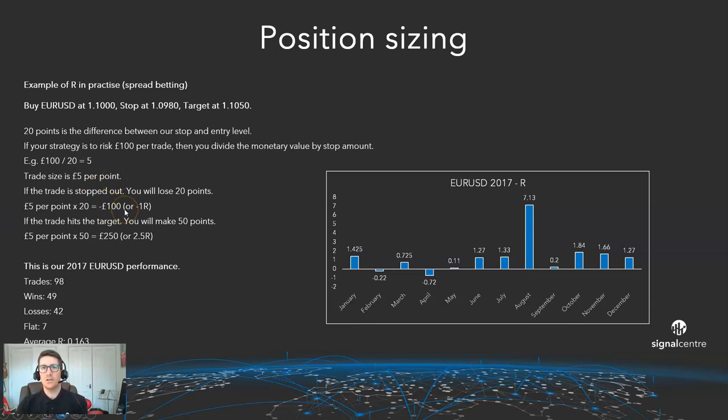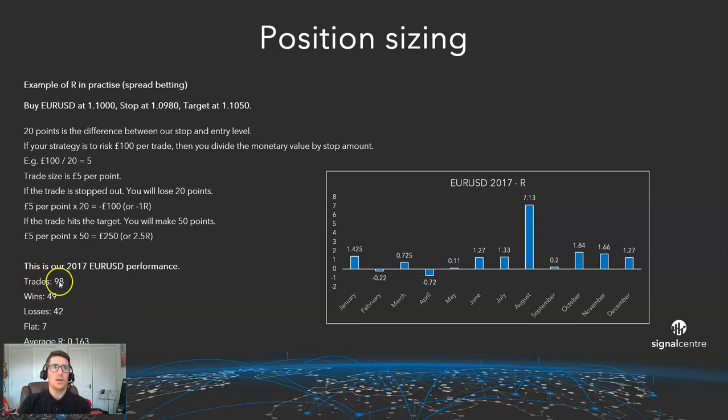If the trade goes on to hit our stop loss and we lose 20 points, then that will be equivalent to £100. We've lost 1R on the trade. If the trade goes on to hit our target, we'll make 50 points, and 50 points times 5 is £250, or 2.5R. Now, in terms of how we display this, this is our Euro US dollar trade performance for 2017.